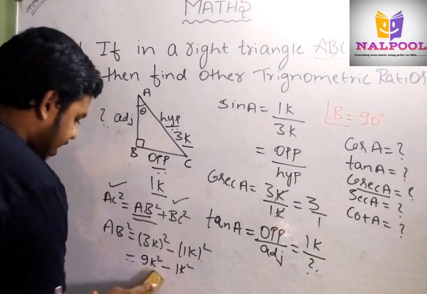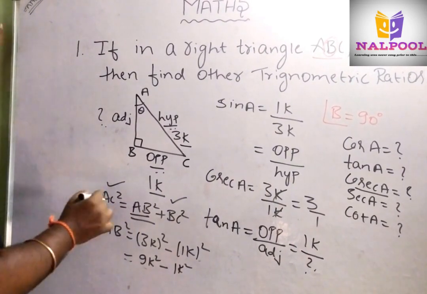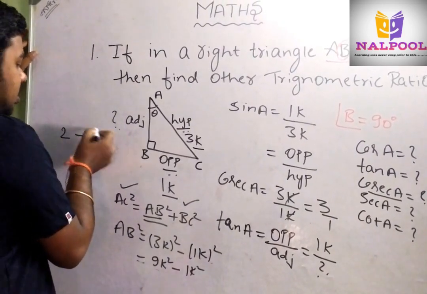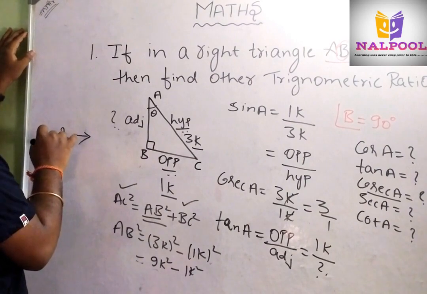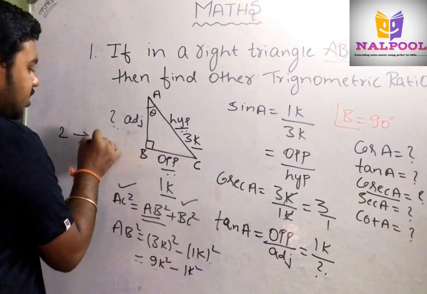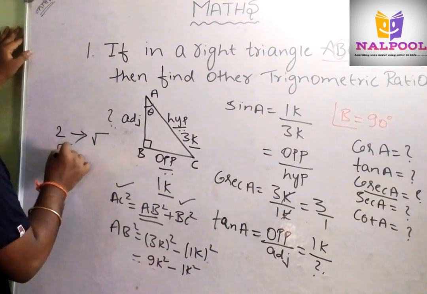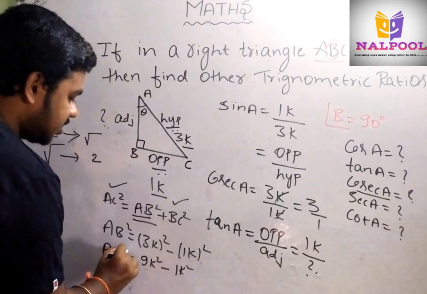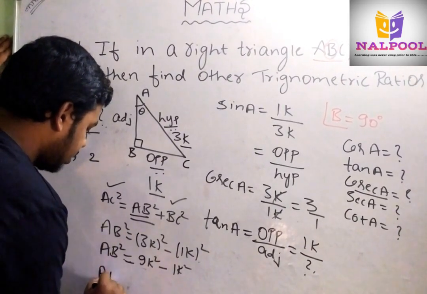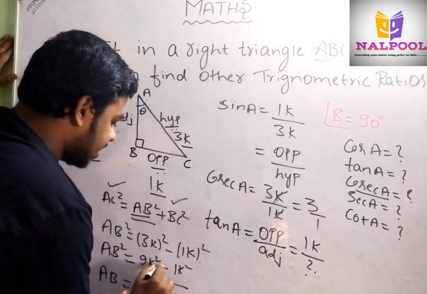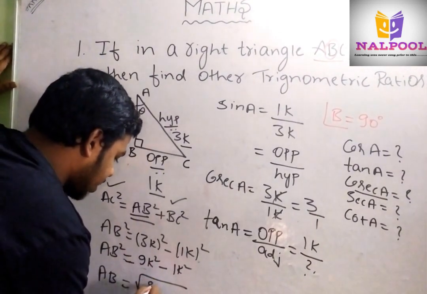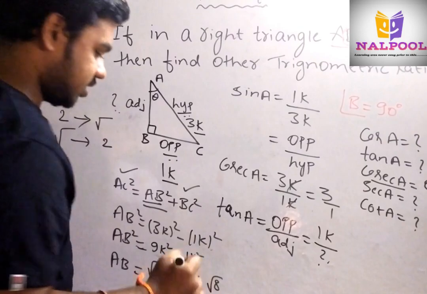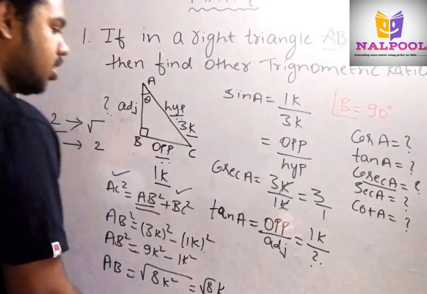Then how to find AB? AB square. Always remember, friends, when there is a square in the LHS, when it comes to the RHS, it will become square root. And when there is a square root in the LHS, it will become square in the RHS. Here we have square. Therefore, it will become square root. AB is equal to square root of 9k square minus 1k square. How much? 8k square. Root of 8k square, and square root cancels. Okay, it will become root 8 k.